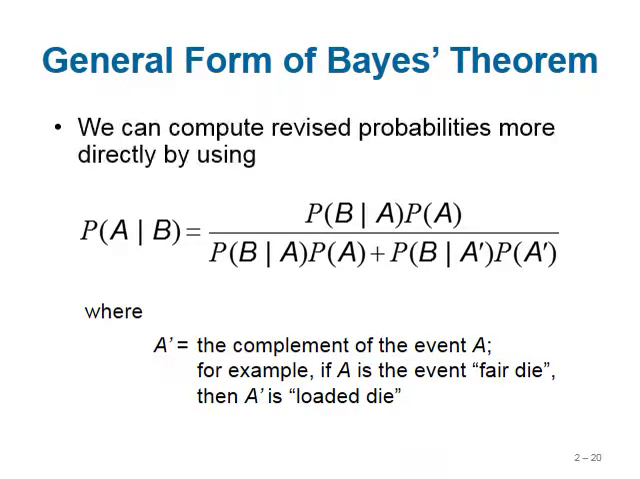The formula for Bayes' theorem is the probability of A given B is equal to the probability of B given A times the probability of A, divided by the probability of B given A times the probability of A, plus the probability of B given the complement of A times the probability of the complement of A. The complement of a probability is basically the other side of a probability. The probability of A is 0.3, and the complement of the event of A is 1 minus 0.3, which equals 0.7.